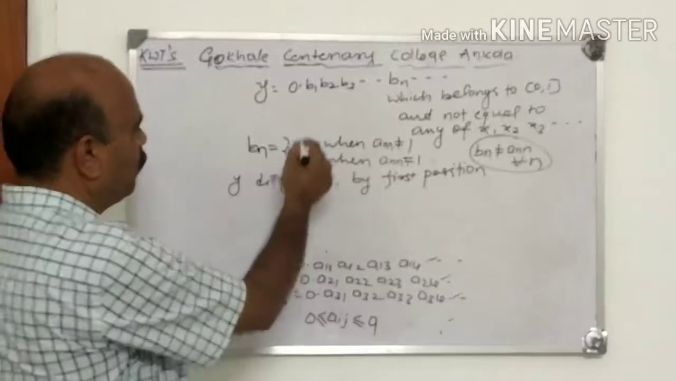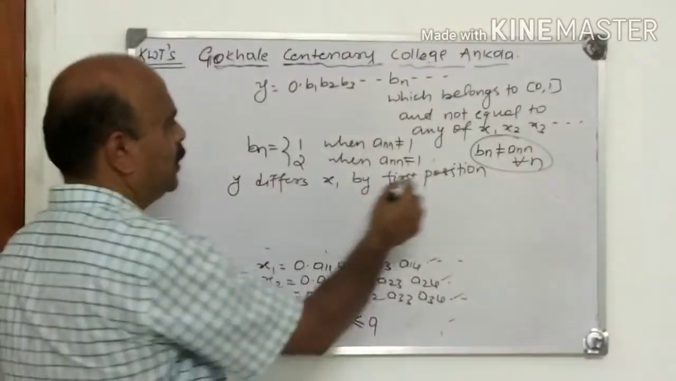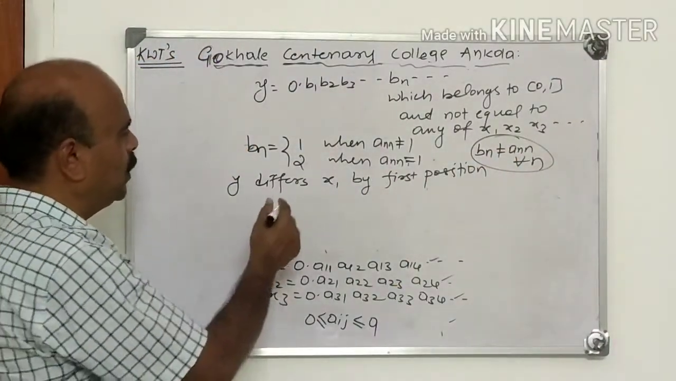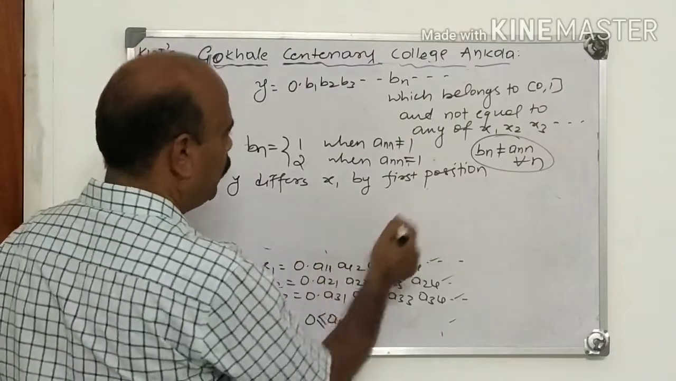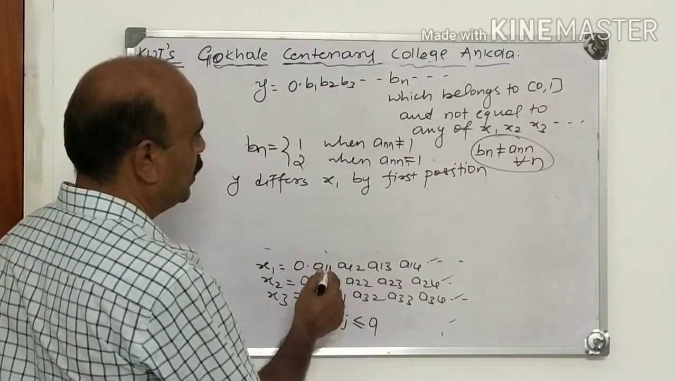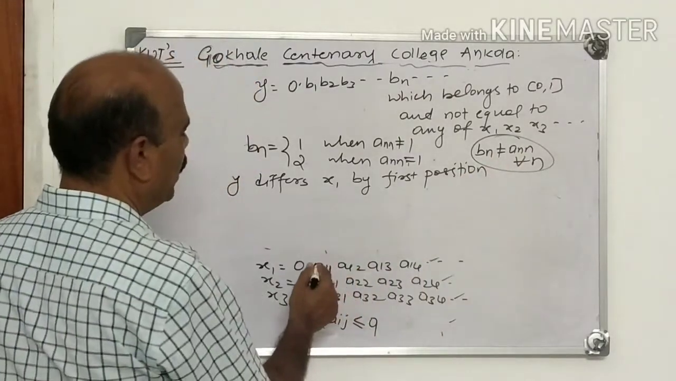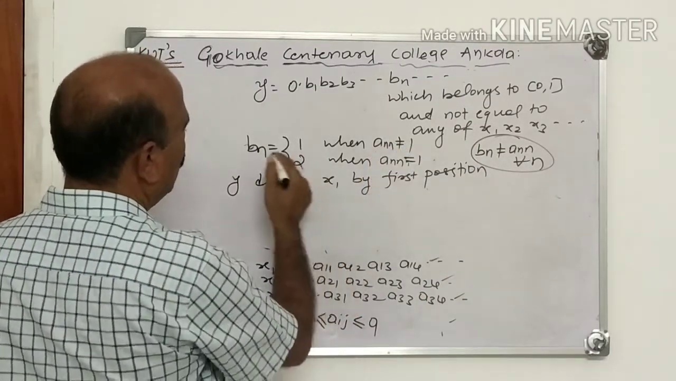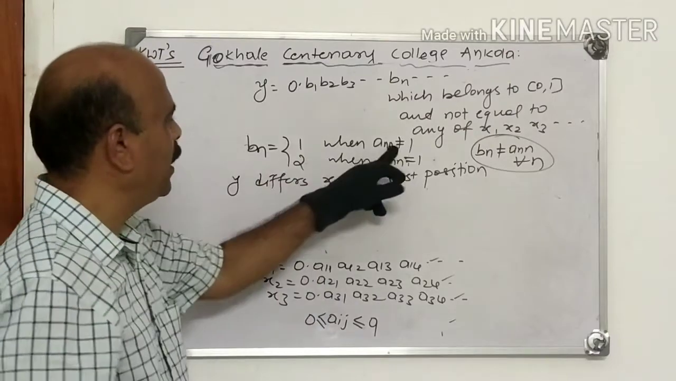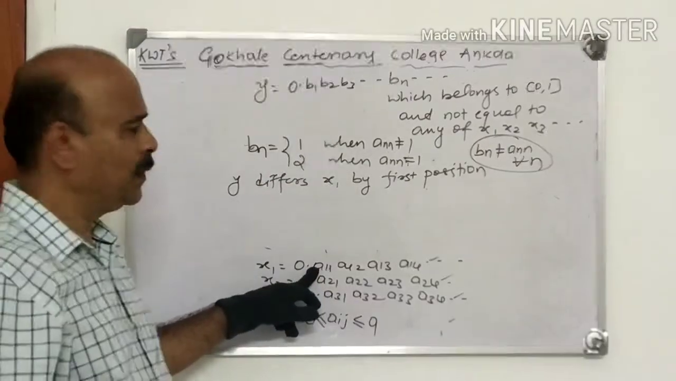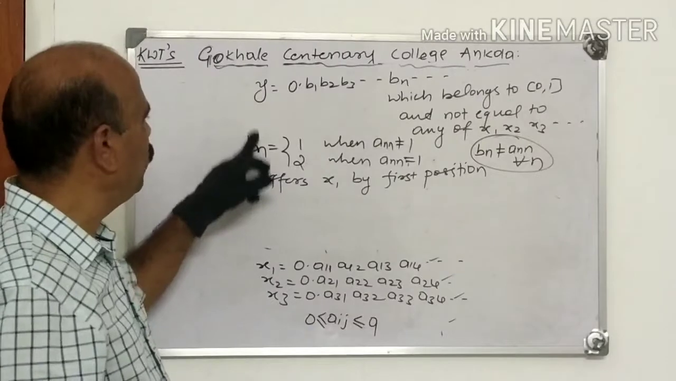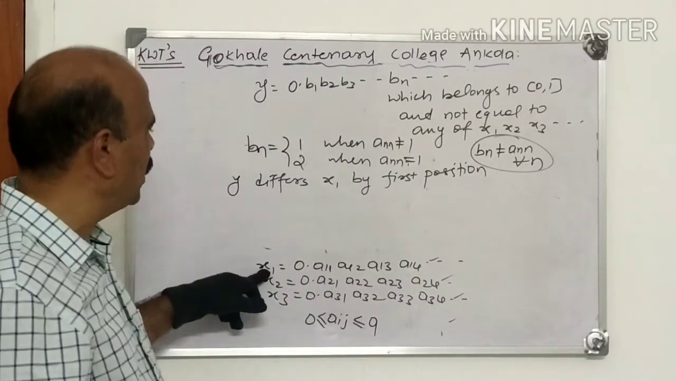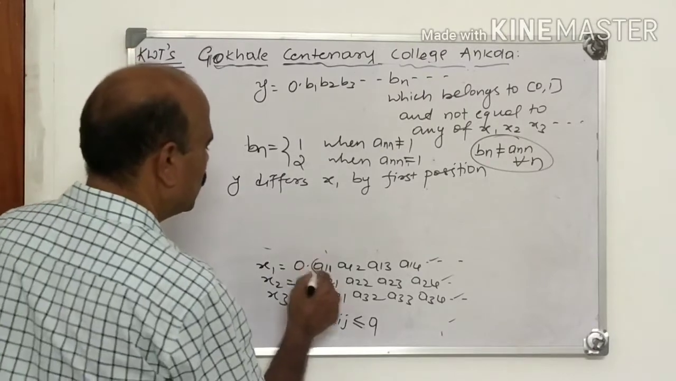Therefore, if we define bn like this, then bn is not equal to an for all n. Because in the first place, take n is 1. Then b1 is 1 if a11 is not equal to 1. Then y differs from x1 in the first position, this position.